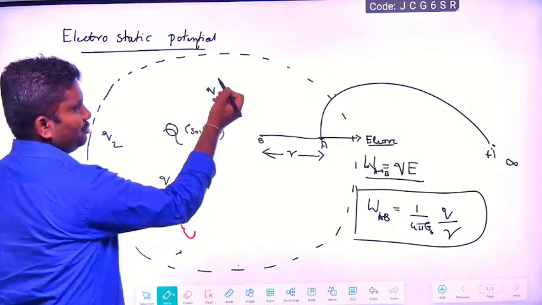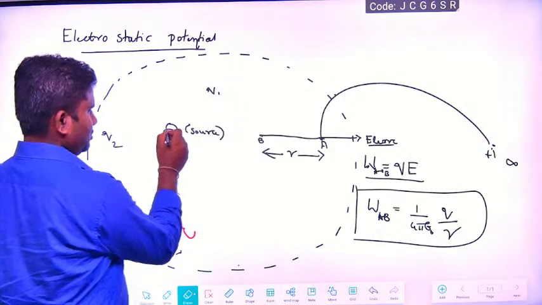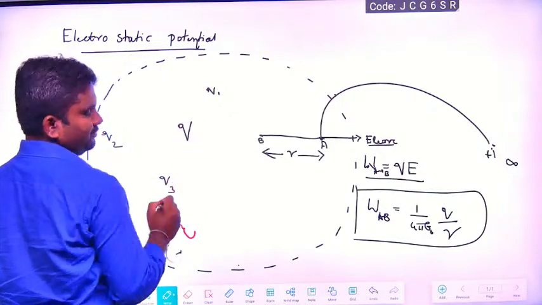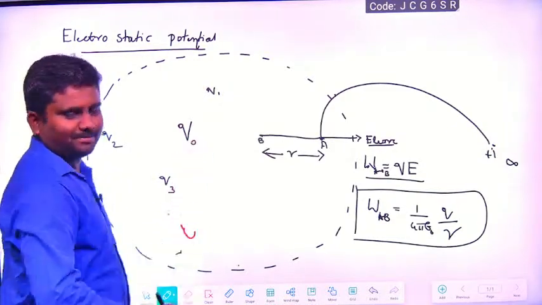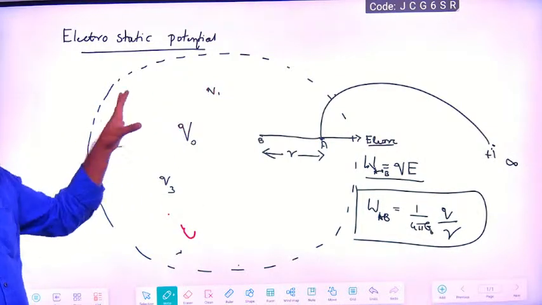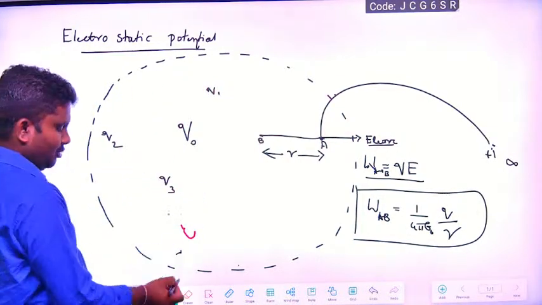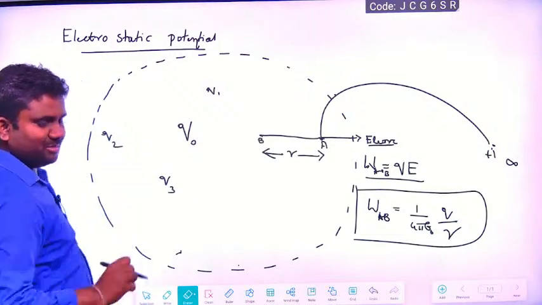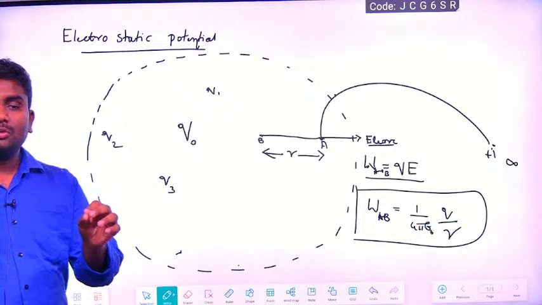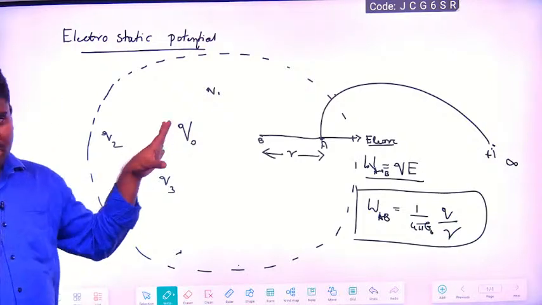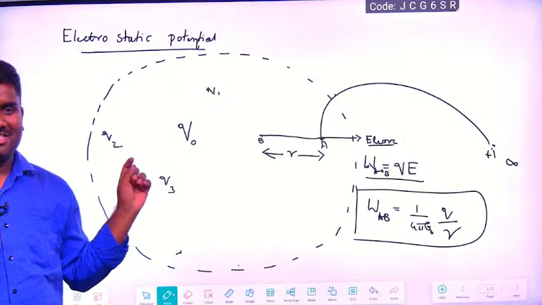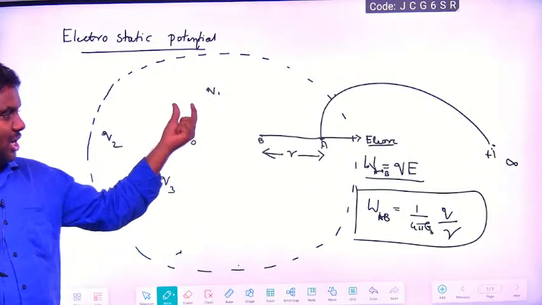Source charge I will write Q naught. Near this charge, I want to bring multiple charges. How many charges did I bring? 3 charges I brought. Correct, right? So if you want to bring multiple charges, you need to do the work for all the charges. Each charge.